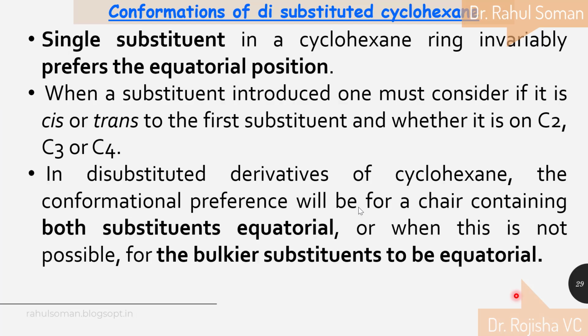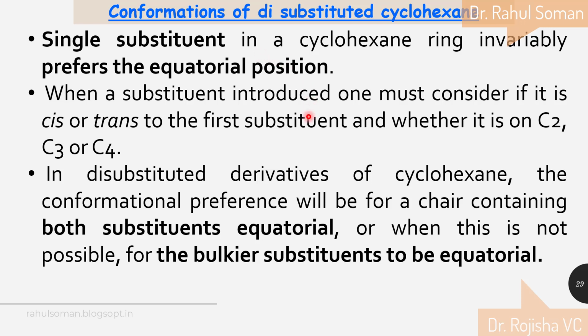Okay, so we know that a single substitution will always prefer the equatorial position. So if we have more than one substituent, since it is a cyclic system, we can have the cis and trans isomers, no? And also the substituents can be either in 1,2 position or 1,3 position or 1,4 position. So for each case the situations will be different, meaning the preferred conformation will be different, and we can see one by one.